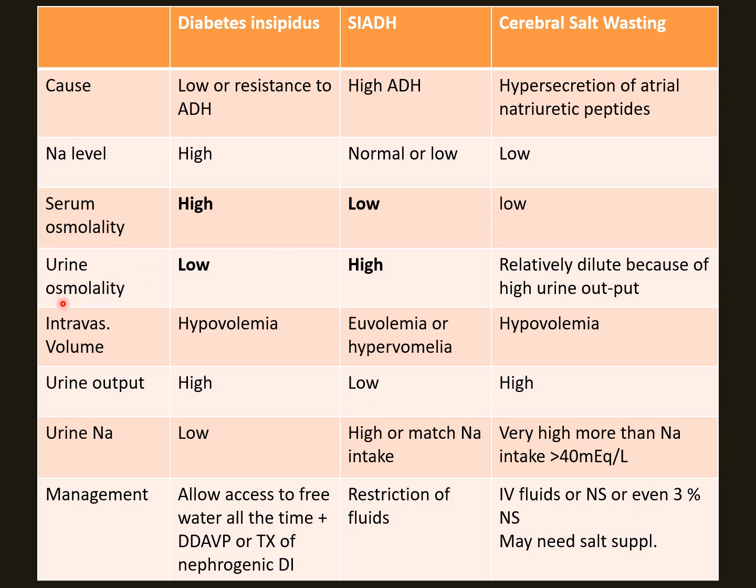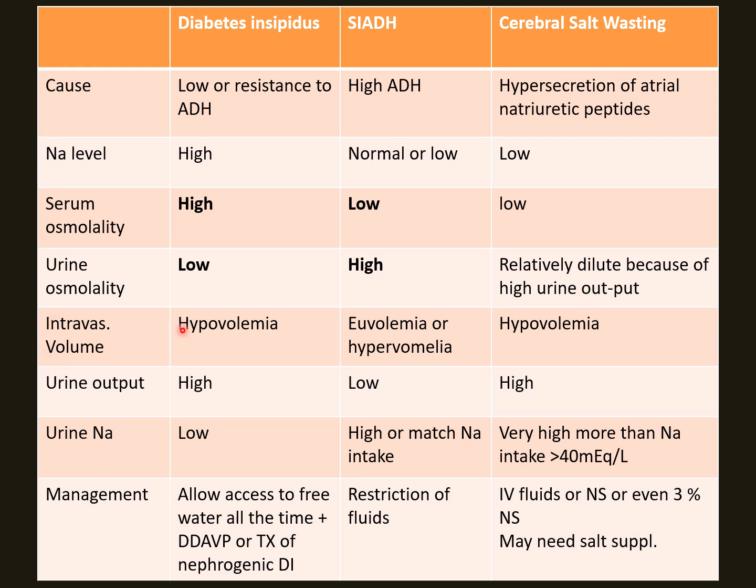Urine osmolality in the cases of diabetes insipidus will be low. The SIADH, the urine osmolality will be elevated, and this is a big difference between both, so it's easy to recognize. In the cases of cerebral salt wasting, the urine osmolality will be relatively dilute because of the high urine output.